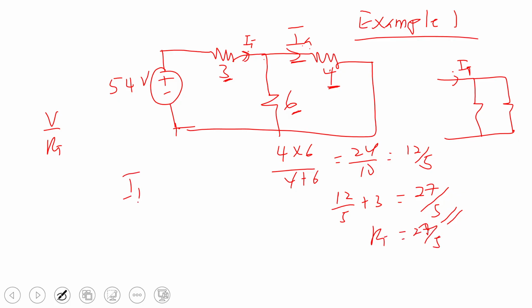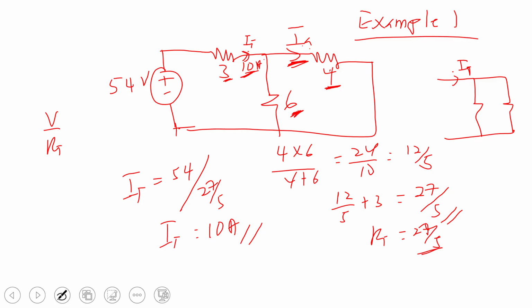So how do I get to know the total current? It's going to be the voltage 54 divided by the total resistance, which is 27 on 5. And this is going to give me the total current as 10 amps. So now I know this current as 10 amps. So how do I know how much will come to the 4? From here, I'm going to apply the current division rule. Why? The criteria has been met. I know the total current and I have two things in parallel, so I can apply the current division rule.